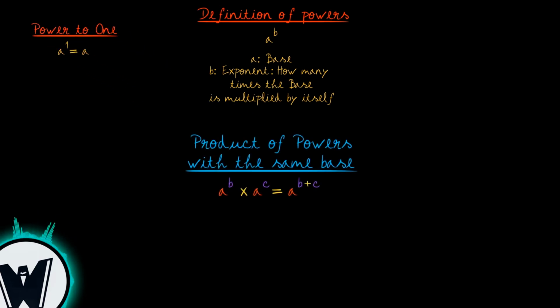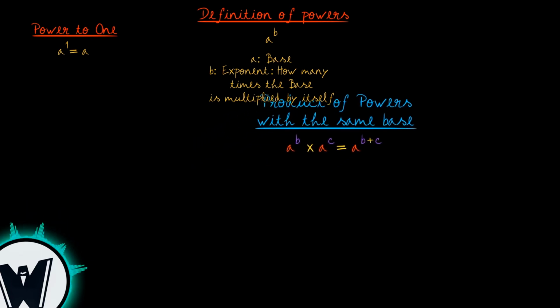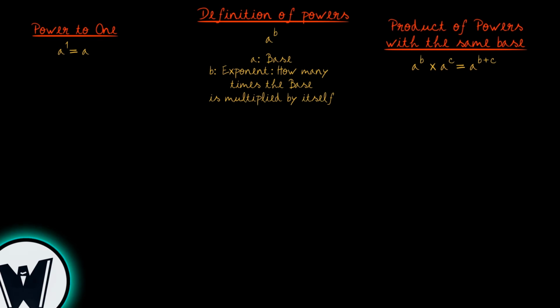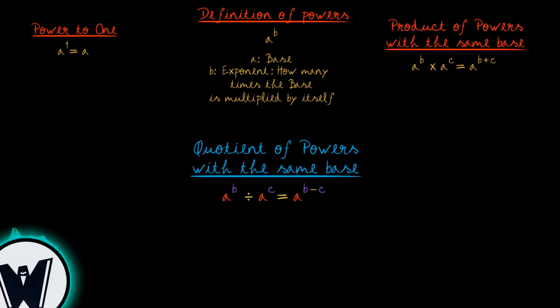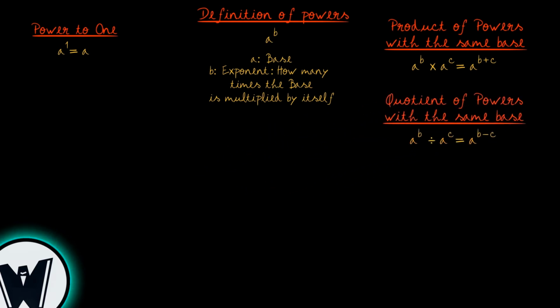The product of powers with the same base is computed by giving the same base and adding the exponents. The quotient or division of powers with the same base is determined by giving the same base and subtracting the exponents. The power of a power is calculated by multiplying both the exponents.